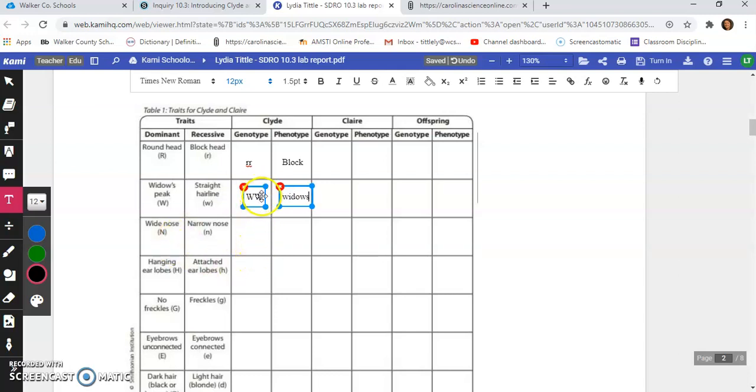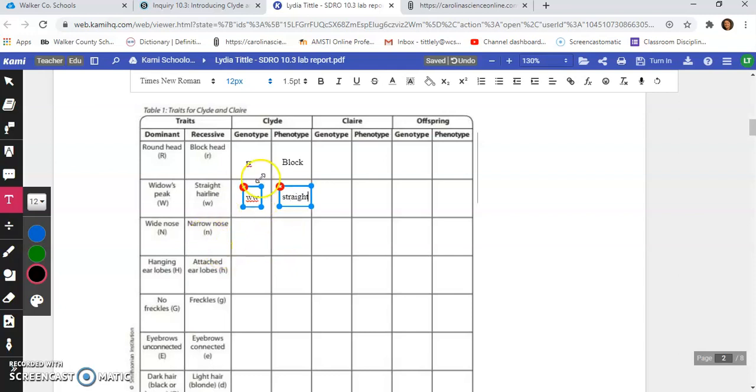Okay, if I landed on big W, little w, because I had 1 head and 1 tail, then it would also be widow's peak. But if I landed on little w, then it wouldn't be widow's peak. It would actually be a straight hairline. So I would put straight in the phenotype box. Okay, and I think I spelled straight wrong, sorry.